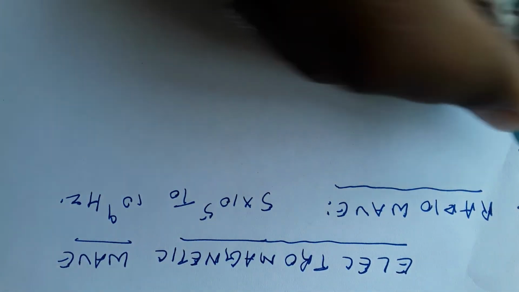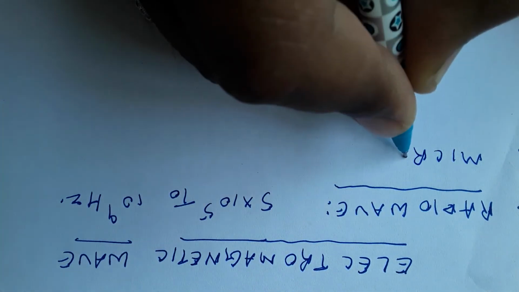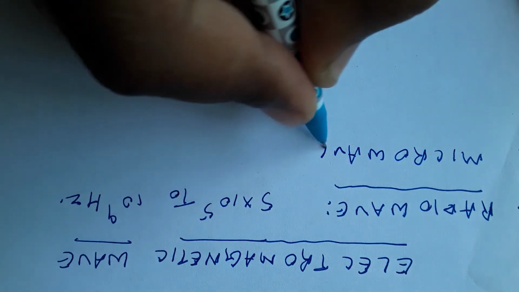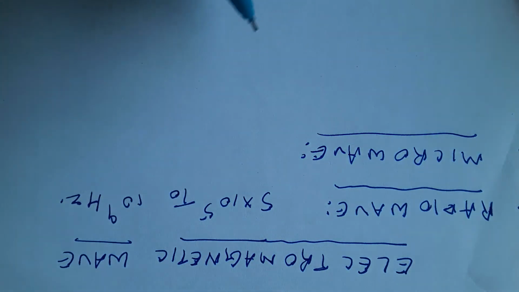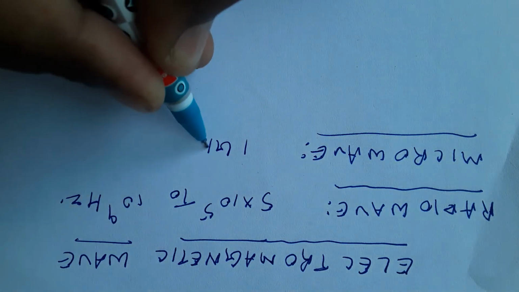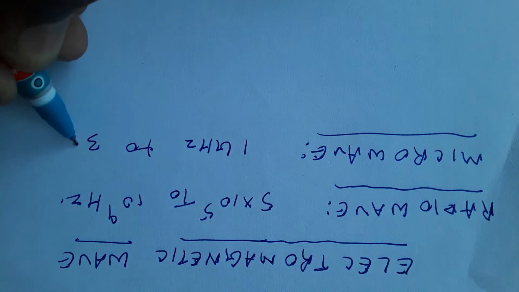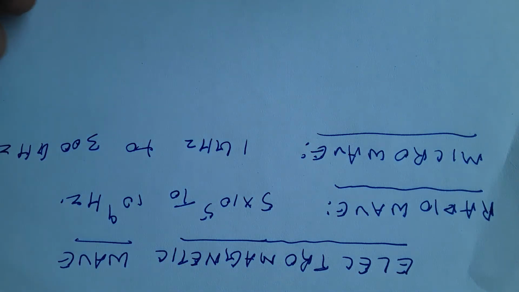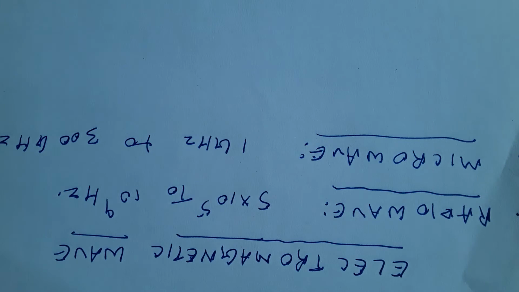Second is microwaves. The frequency range is 1 GHz to 300 GHz. The uses of microwaves: these are used in radar systems for aircraft navigation. They help to detect the speed of a tennis ball, cricket ball, or automobile while it is in motion.